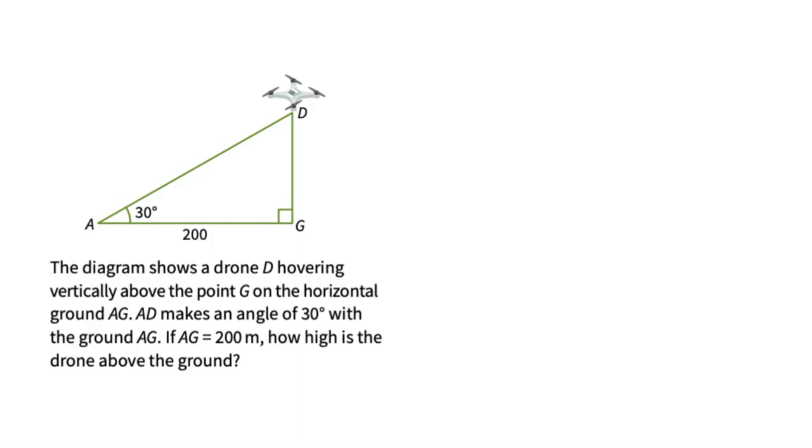Hello everyone, welcome to this question where we have a drone D hovering vertically above the point G. What this means is that it is 90 degrees to the ground. Okay, that's why there is a 90 degree down there.